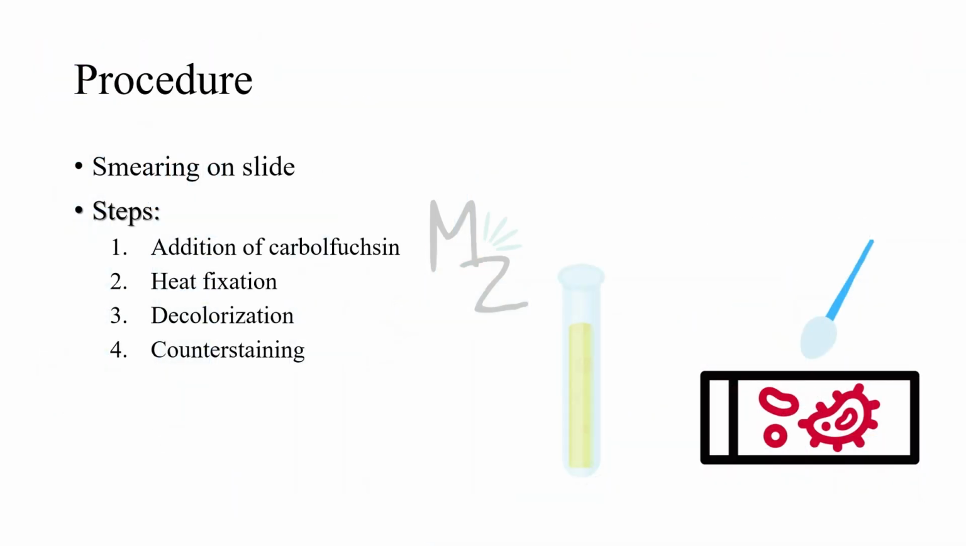Procedure. Prior to talking about the steps, we'll do what? We'll go for smearing of the specimen on the slide. We'll take the specimen from this test tube and we'll smear it on the slide. Now let's talk about the steps.